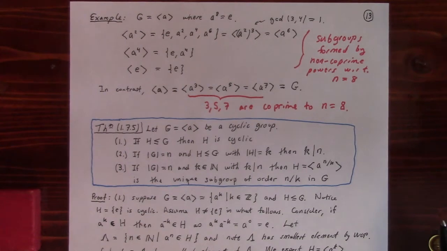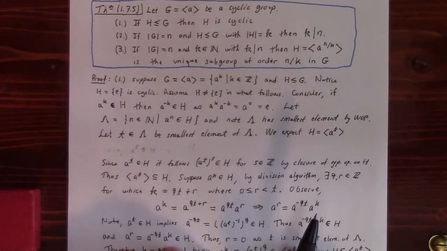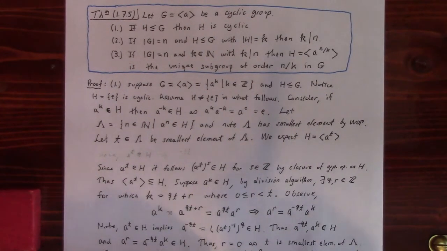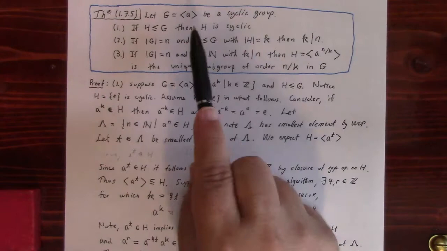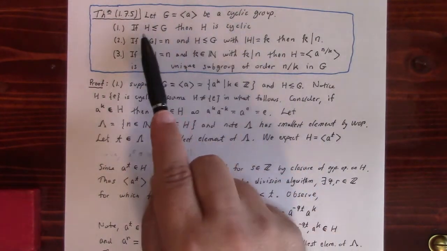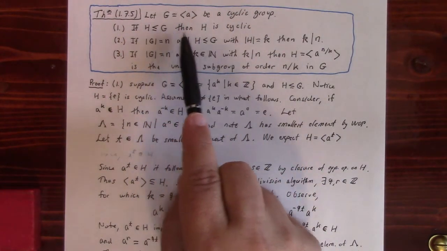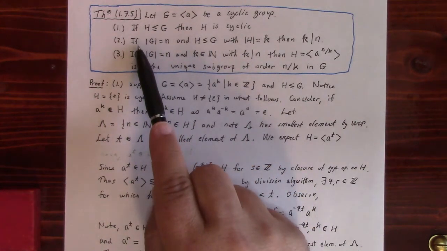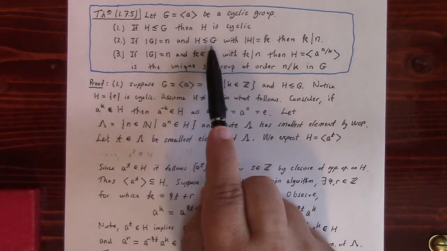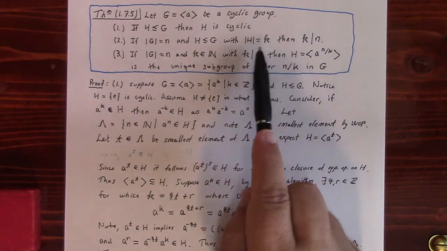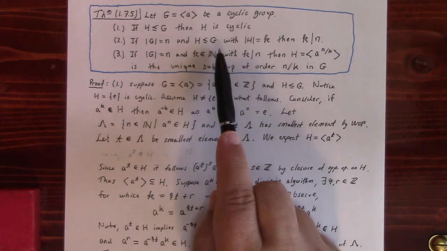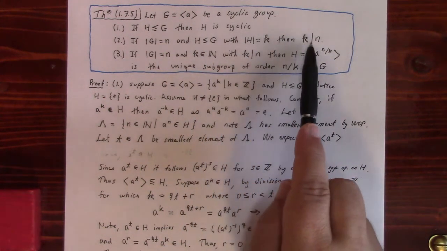All right, so this finally brings us to the fundamental theorem of cyclic groups. The fundamental theorem of cyclic groups basically gives you a breakdown of what to expect in subgroups of a cyclic group, and here's what we learn. If G is a cyclic group generated by a, then number one, a subgroup of G is cyclic. If the order of G is n and H is a subgroup, and the order of H is k, then k must divide n. In other words, the order of a subgroup of a cyclic group must divide the order of the group.